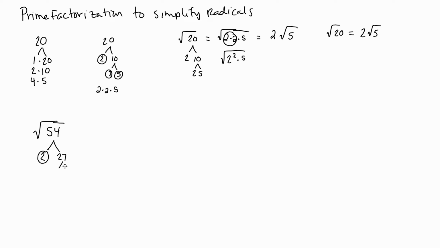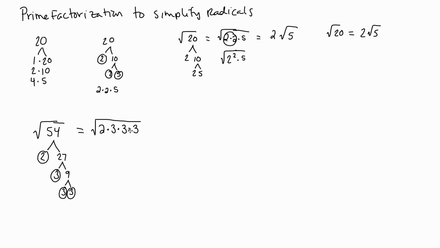I'm going to use 27 and see what multiplies into 27, which I know is 3 times 9. 3 is a prime number, but 9 is not. I can continue using 9 as 3 times 3, and both of these are prime numbers. So the square root of 54 can be rewritten as the square root of 2 times 3 times 3 times 3.